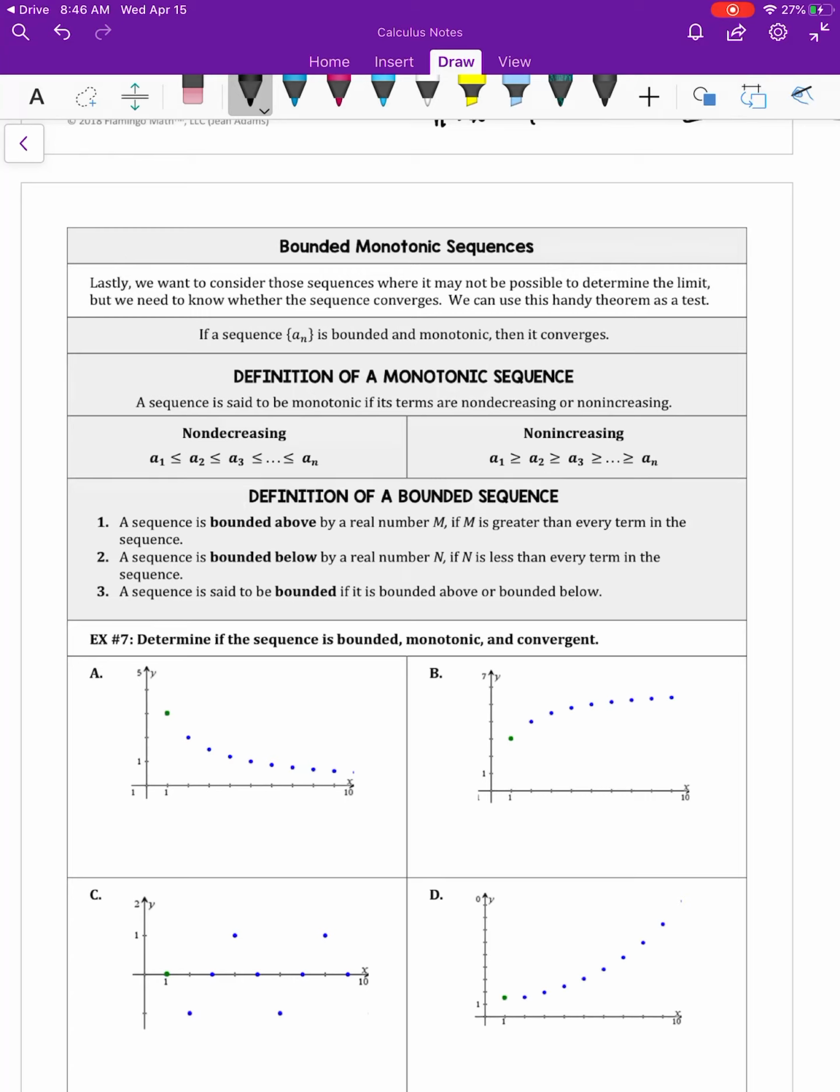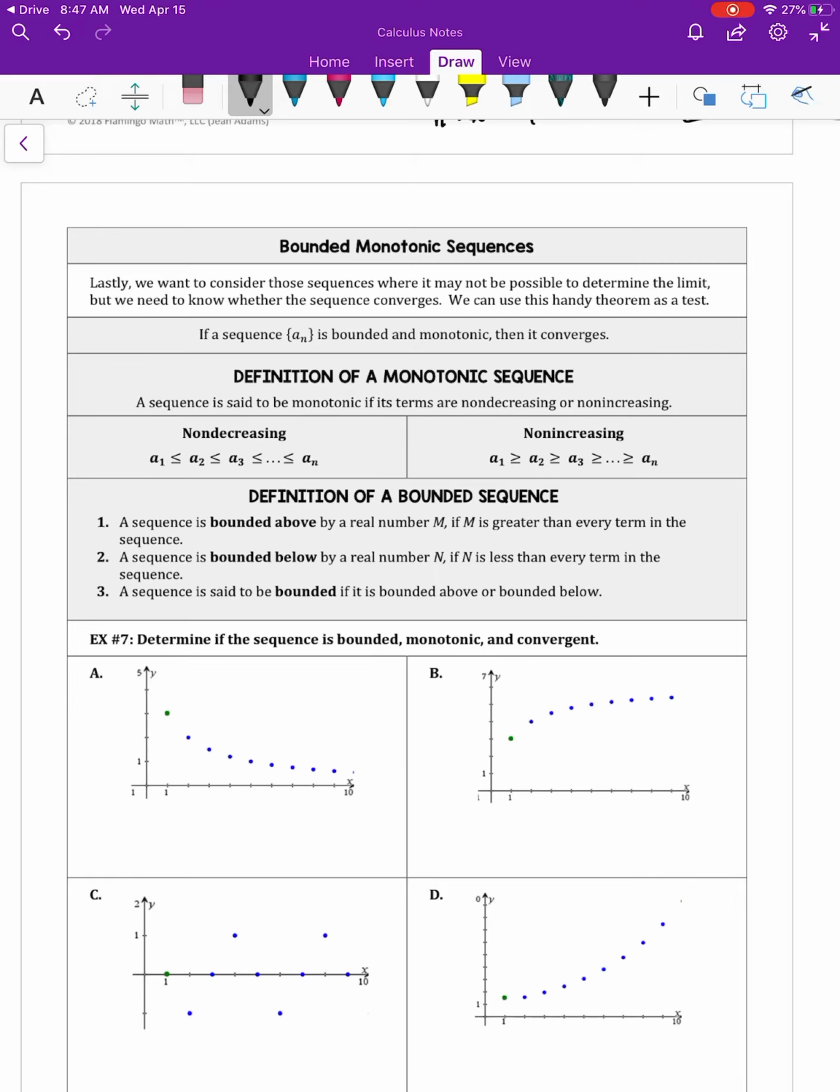Okay? And that's your first little bit of stuff with convergence. Now we're going to talk about bounded monotonic sequences. Lastly, we want to consider those sequences where it may not be possible to determine the limit, but we need to know whether the sequence converges. So we're not going to really worry about the actual limit. We're going to worry about, does it converge or does it diverge? Okay? So if a sequence A sub n is bounded and monotonic, then it converges.